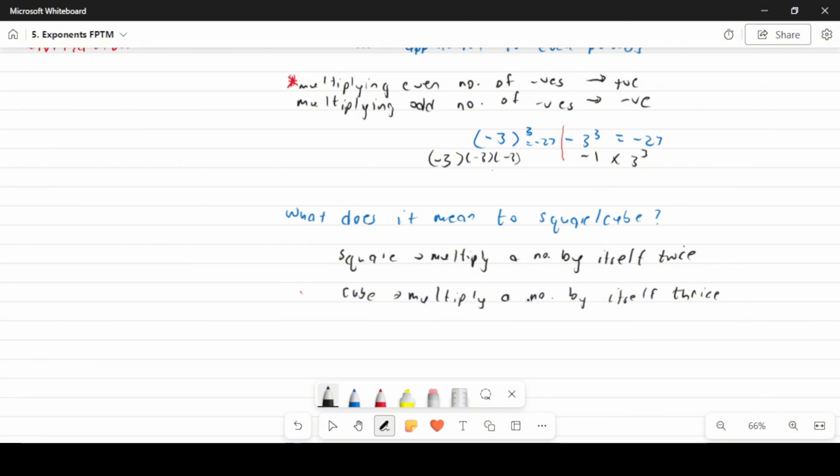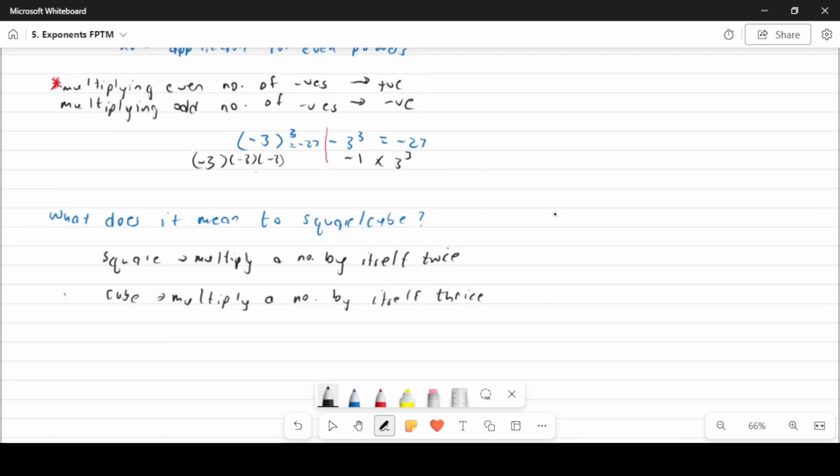So to square root, I'm leading the definition from what it means to square, because a square and a square root are basically inverses of each other. They undo each other. I'll explain what I mean by inverses. In fact, write the square root next to it.